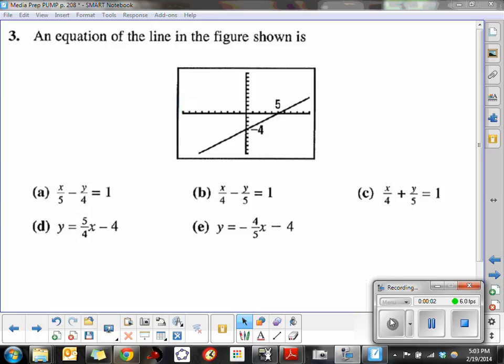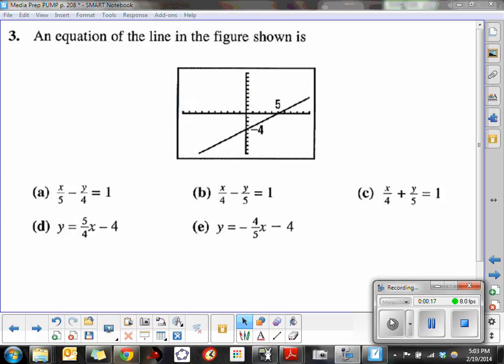Question number 3 is find the equation of a line in the figure shown below. We've seen them in slope-intercept form. We've seen solutions in standard form. This one has to be a solution set that is in the x and y intercept form, not the slope-intercept form, but the x and y intercept form.